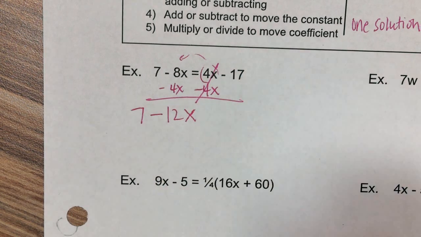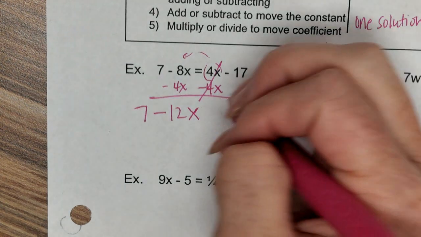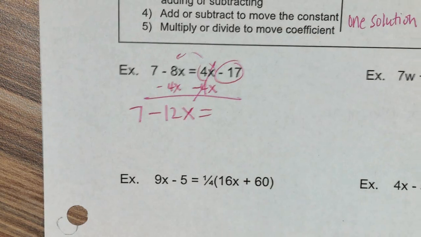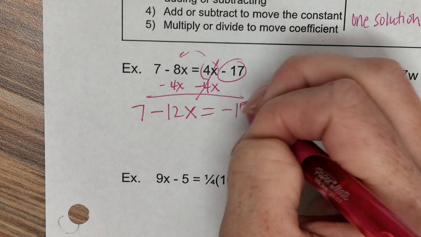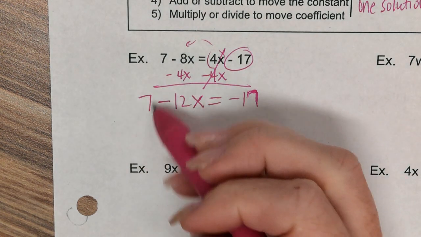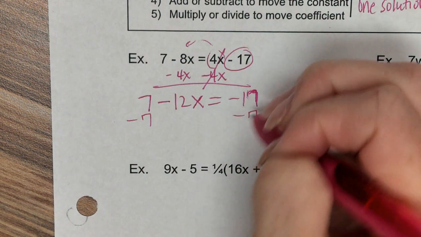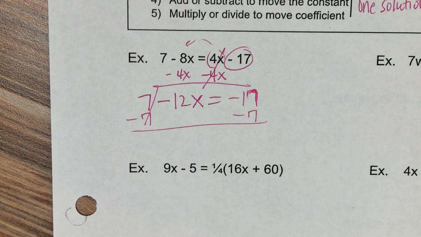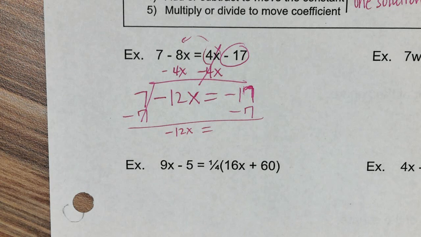What's another way I could have written that? 7 plus negative 12x. And it's the same thing. So you pick which way you want to write it. Equals, and what kind of value does this 17 have? Negative. Okay, now I'm going to get rid of the constant, this 7. How do I zero out a 7? Negative or minus 7. I'm going to bring the negative 12x down, and negative 17 minus 7 is negative 24.